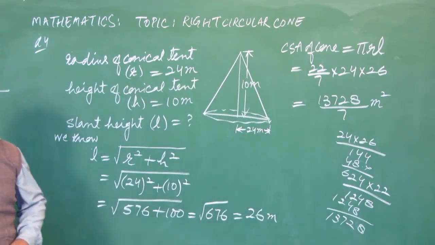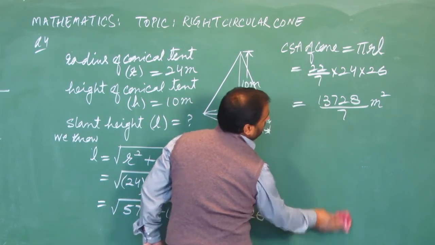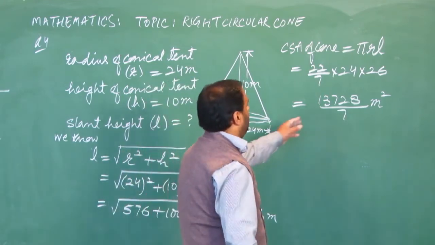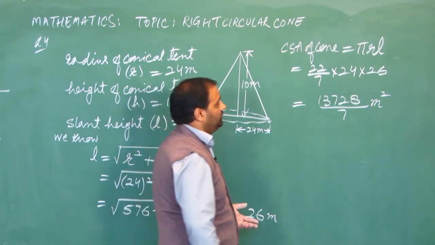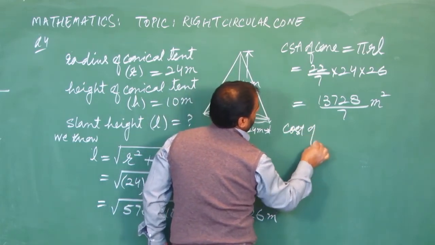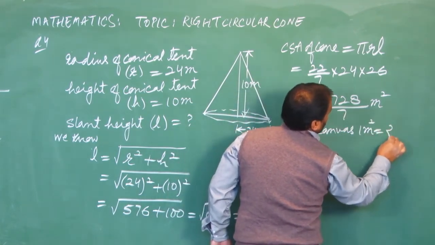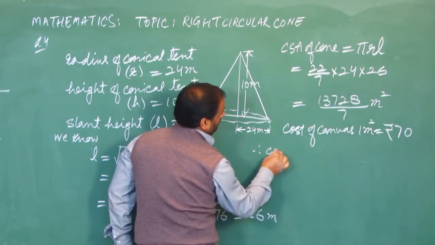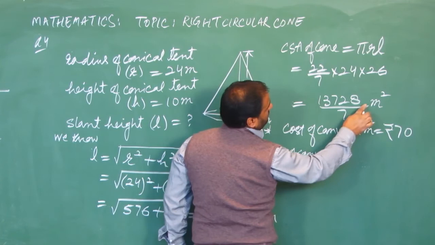Now, the next part of that question is that for making that tent, we need to find the amount for buying that material, that canvas, and that too at the rate of ₹70 per meter square. So, cost of canvas: 1 meter square is given as ₹70. Therefore, cost of canvas, how many meters square for that tent?